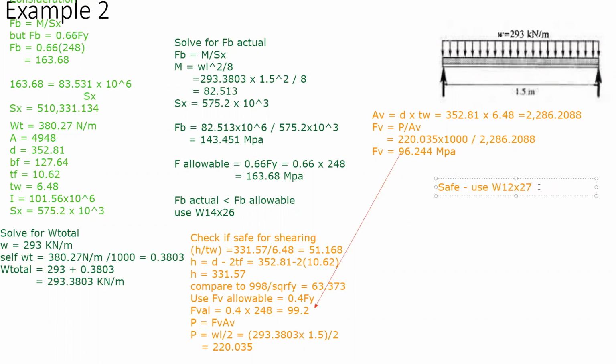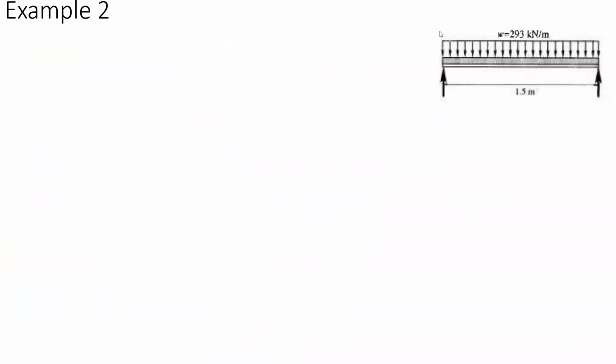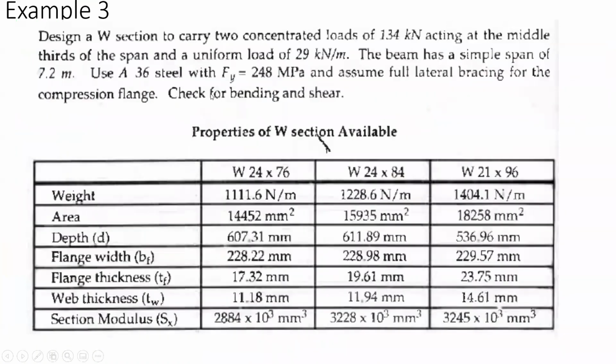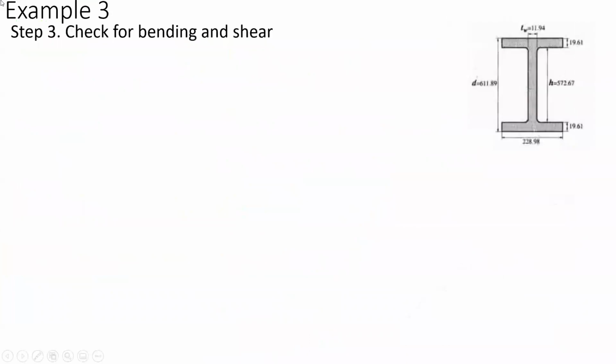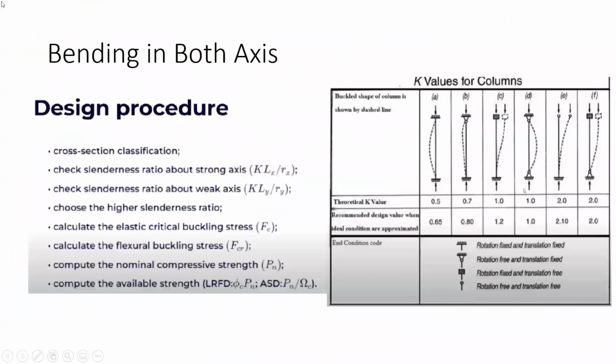So, this one is safe. Therefore, we use W14 by 26. Ayan. So, this is it for example 2. So, let me clear all the drawings. And for example 3, it is the same concept. I will leave this to you. So we could move to the next topic, which is bending in both axes.